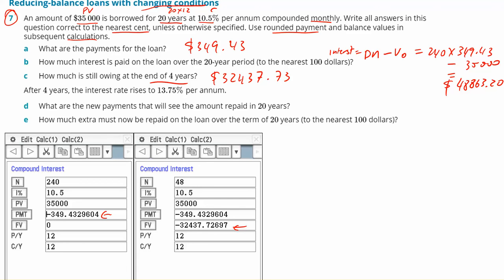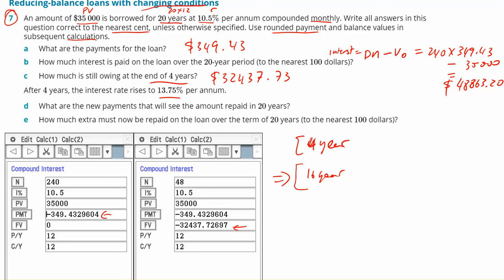$32,437.73. After 4 years, the interest rate has risen to 13.75. So we have a change in conditions. In our first 4 years, we're under one interest rate. Then for the rest of the loan, which is how many years? It must be 16 years. It's really important that you get the time period right.